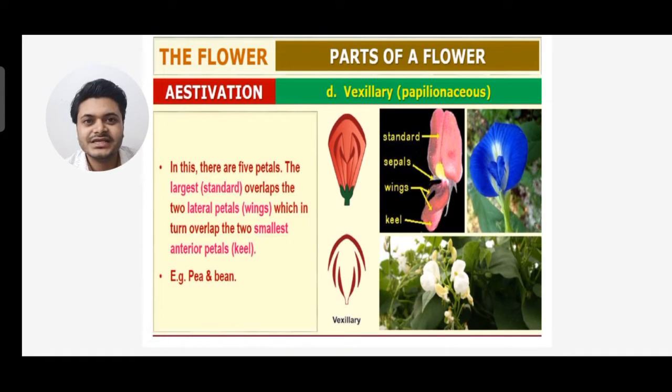Next we have vexillary aestivation, vexillary or papilionaceous aestivation. This can be seen in pea and beans. In this, there are five petals. The largest petal, the standard, overlaps the two lateral petals, that is wings, which in turn overlap the two smallest anterior petals, that is the keel. So the outside is the largest petal, called the standard, followed by two inner ones called wings, and followed by two innermost, called the keel. This type of aestivation we can see in pea and beans. The pictures are given on the right hand side.